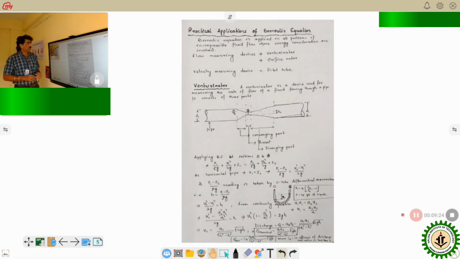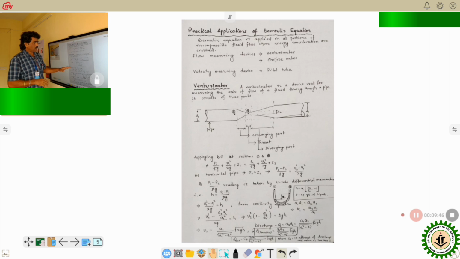So two types of devices we are implementing to apply the Bernoulli's equation. One is the flow measuring device, another is velocity measuring device. Flow measuring device itself is divided into two parts. One is your venturimeter type, another is orifice meter. And velocity measuring, it is Pitot tube. Also Pitot tube, same as usual, Pitot and Prandtl tubes are there.